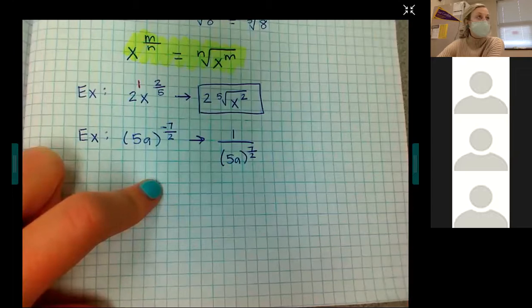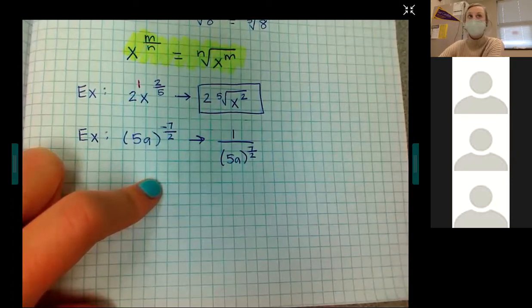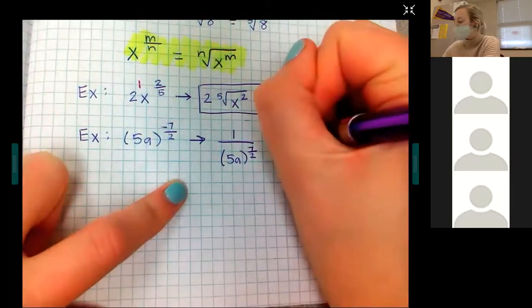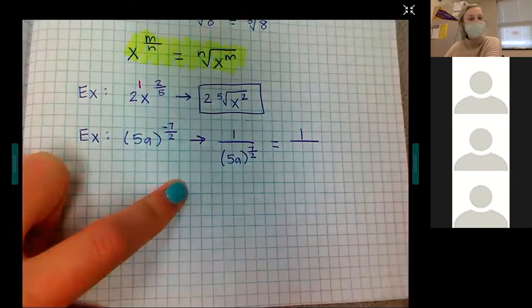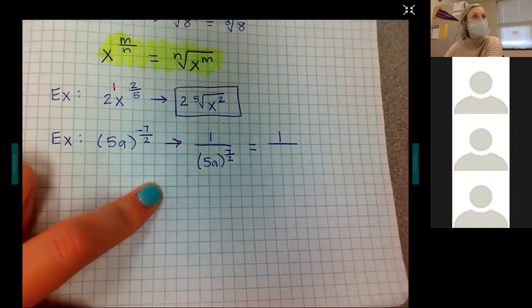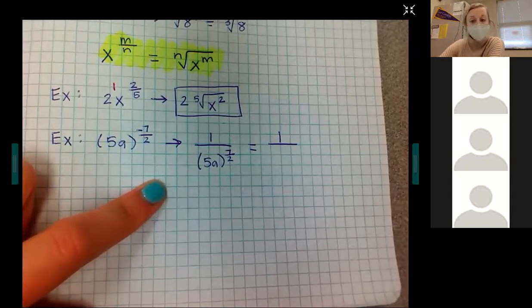Okay, and now what can we do? Because we can't leave 5a to the 7/2. That's a fraction exponent. It doesn't logically make sense. So what do we do with that 5a to the 7/2 on the bottom? Turn it into a root or a radical. Very good. You can call it a root. That's fine. So turn it into a radical.